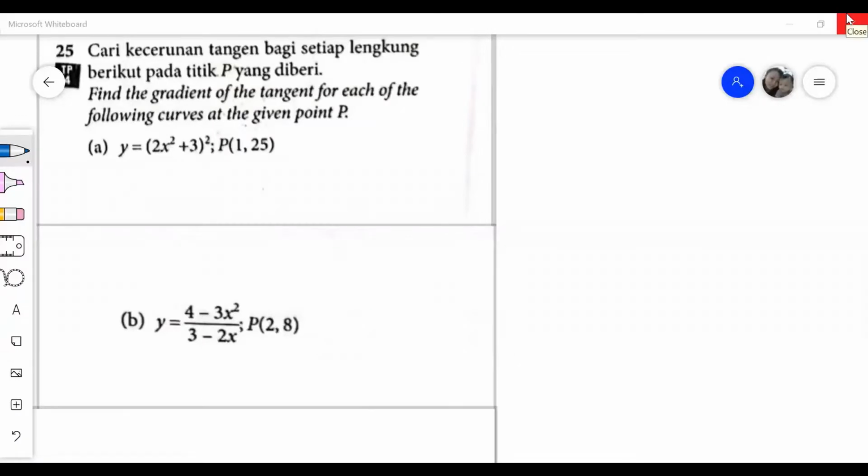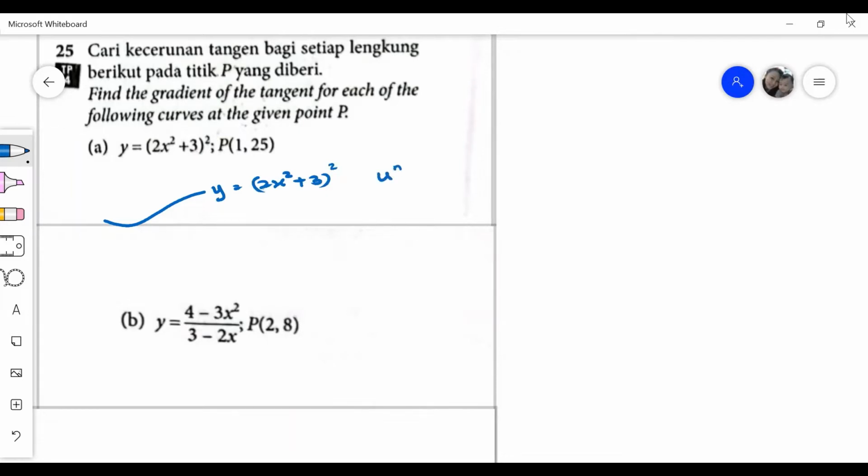Hi everyone, this is question number 25. So we need to find the gradient of the tangent for each of the following curves at the given point. So let me just simply sketch any curve. So this will be our y equals (2x squared plus 3) raised to the power of 2. Now this is in the form of u to the power of n.